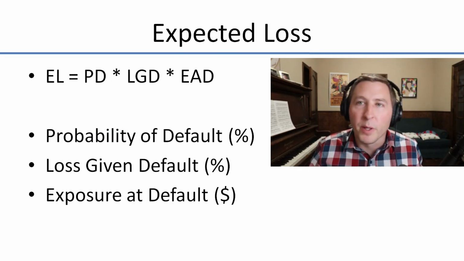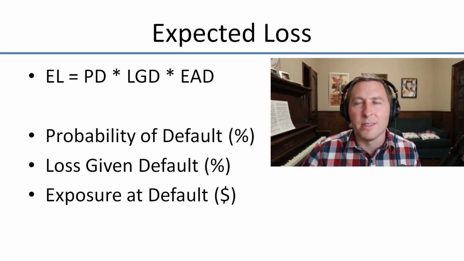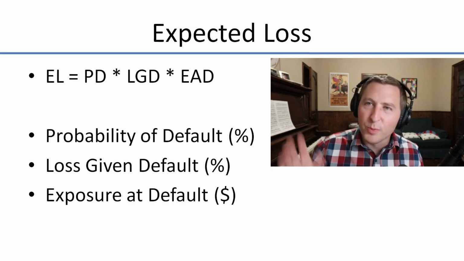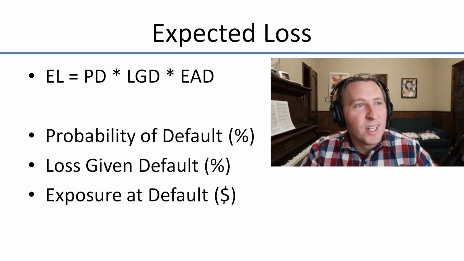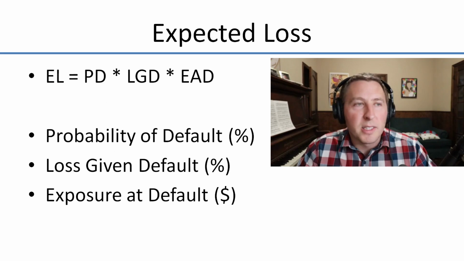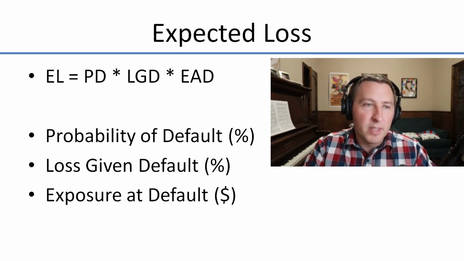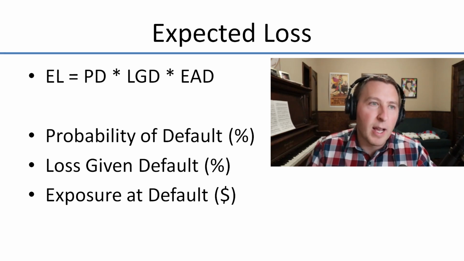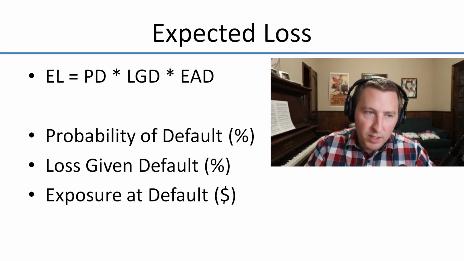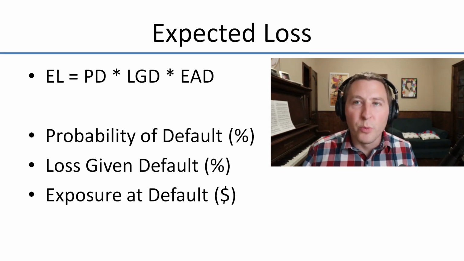One of the most common approaches that everyone uses is called expected loss. This has changed over the years. I believe it was called ALLL when I started my career, which is allowance for loan and lease losses. It's been almost a decade. Now it's been replaced with what we call expected loss. Expected loss is PD times LGD times EAD: probability of default, which is a percentage, times loss given default, which is a percentage, times exposure at default. I view this really as two big parts.